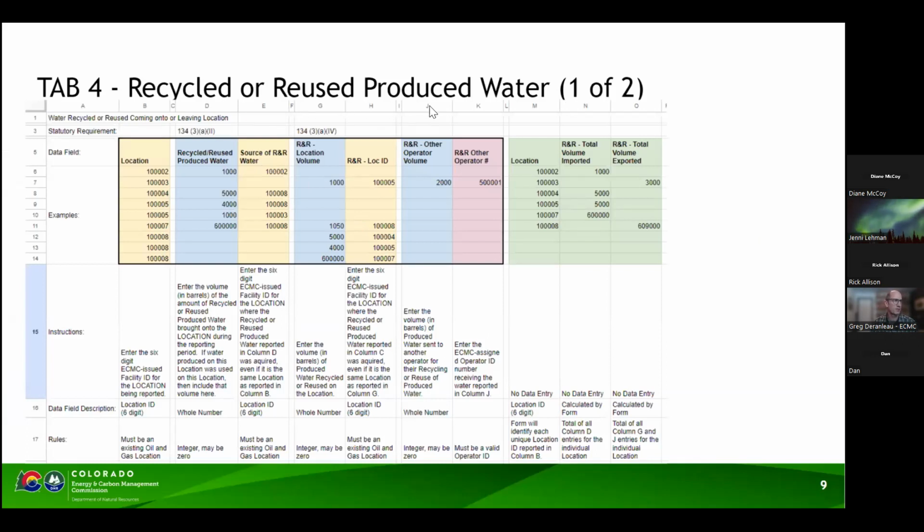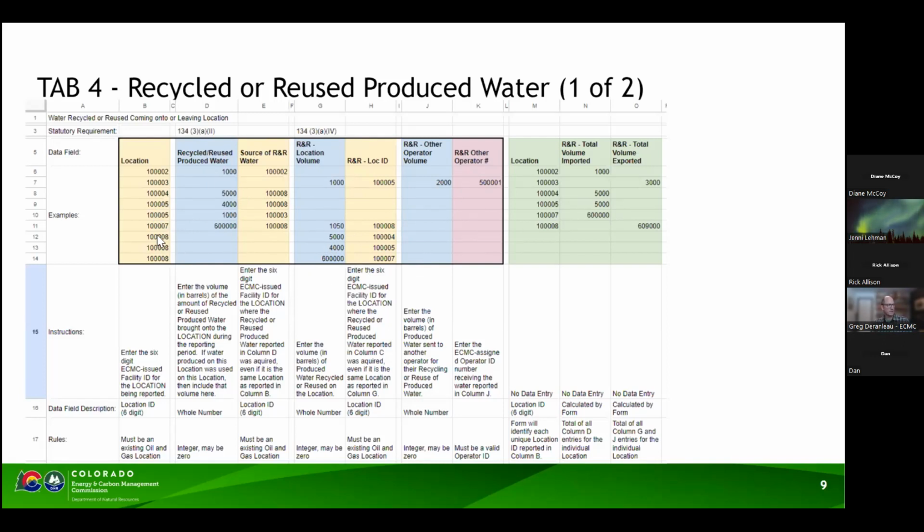So the recycle or reused produced water tab is more challenging. This is where we get into, as I've discussed before with the monthly production reporting, the many-to-many relationships. So we have opportunities to report things where water may be going to or coming from multiple locations, and so it needs to be reported multiple times. We've got two columns that say this is the water that's coming into the site, this is the water that's going off the site, and then this is the water that's going off the site to another operator. So those are the different statutory citations that require those data to be reported.